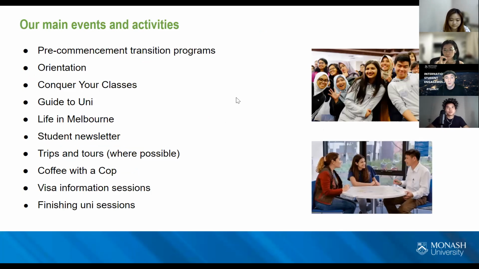As for our main events and activities, we normally run pre-commencement and orientation programs. That includes our really successful Conquer Your Classes and Guide to Uni seminars. We normally have at least 500 attendees per semester, which is quite impressive considering the situation and all of us being online at the moment. We also have our Life in Melbourne sessions, as well as our monthly student newsletters.